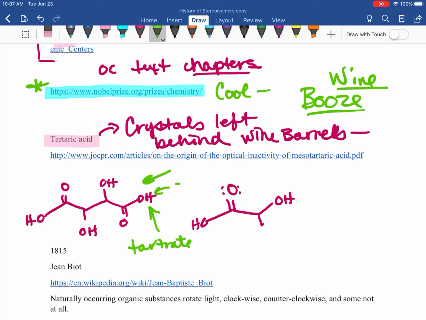And we know that if this is the salt, we can have both forms in wine. Those salts left behind form really nice crystals, and an awful lot of chemistry is coming from that.